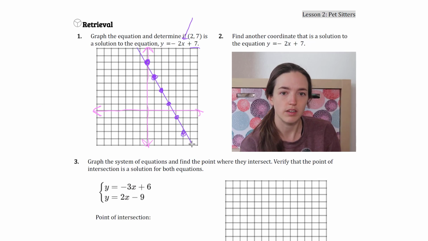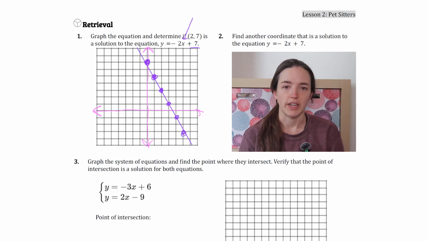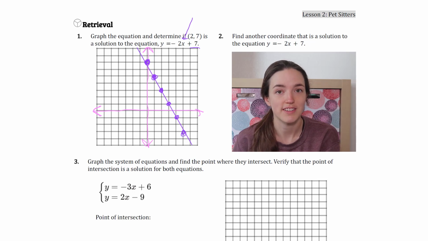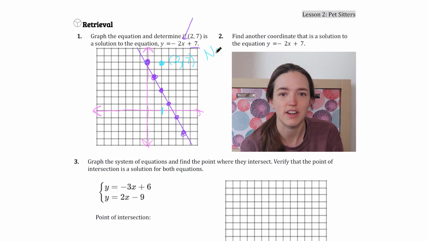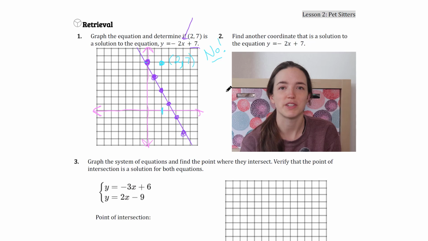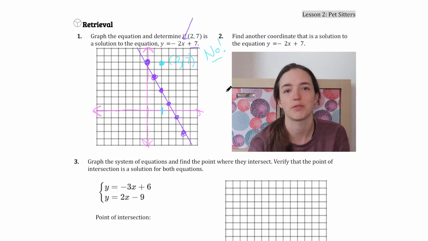Okay, there we go. Now the next thing we're supposed to do is check to see if (2, 7) is a solution. I can already kind of tell that that's not a solution, but let's just check. I go over to 2 on the x-axis, 7 on the y-axis. This would be the point (2, 7). And that is clearly not on the line. So the answer is no, it's not a solution. In order to be a solution, it's got to be somewhere on the line, one of the points I just drew.